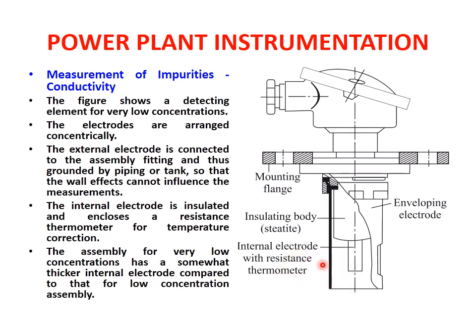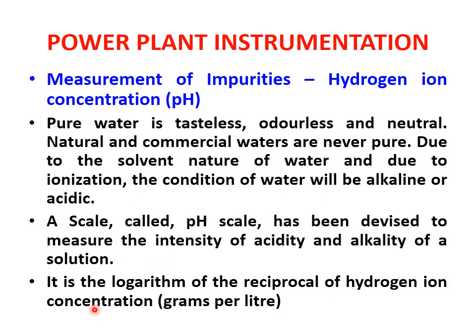We have just seen that this internal electrode is mounted with a resistance thermometer. The assembly for very low concentrations has a somewhat thicker internal electrode compared to that for the low concentration assembly. So as per the requirement, changes can be made for the measurement of the impurities. That is, first is conductivity. Then, going to the next type of impurity, that is hydrogen ion concentration, the pH.